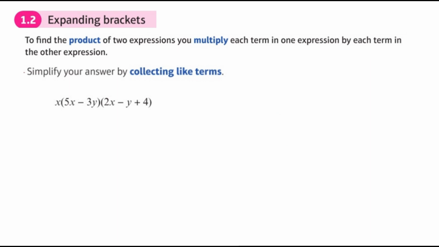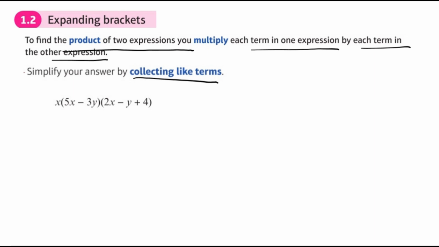Topic 1 is expanding brackets. Expanding brackets means to find a product of two brackets. And to find the product of two expressions, we have to multiply each term in one expression by each term in the other expression. And then we have to collect like terms for further simplification.